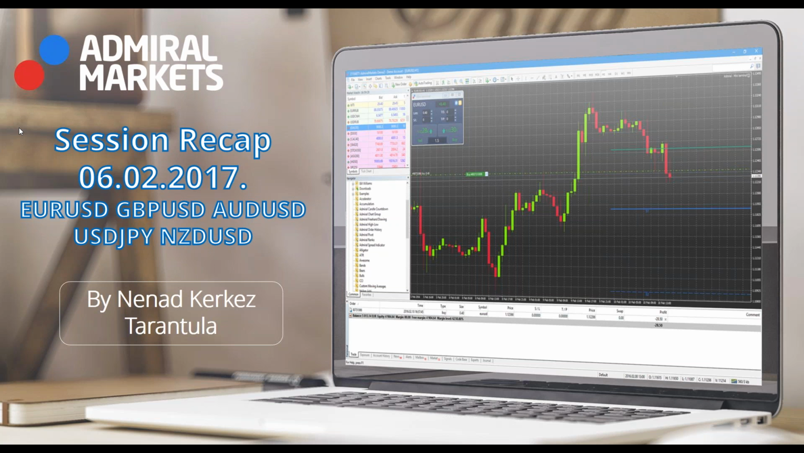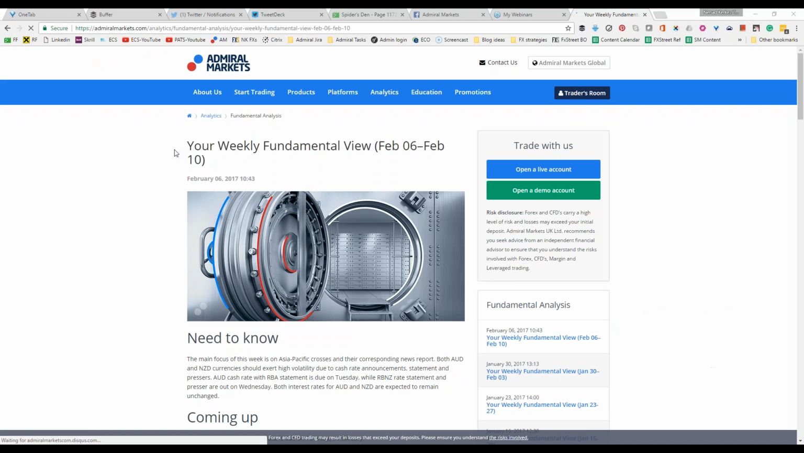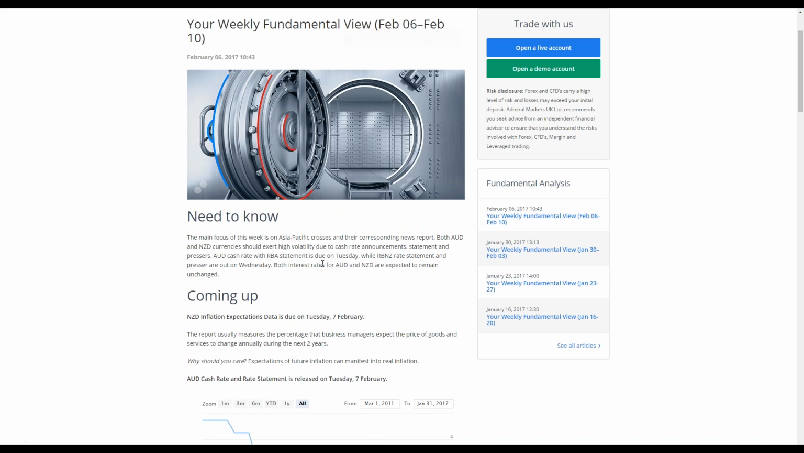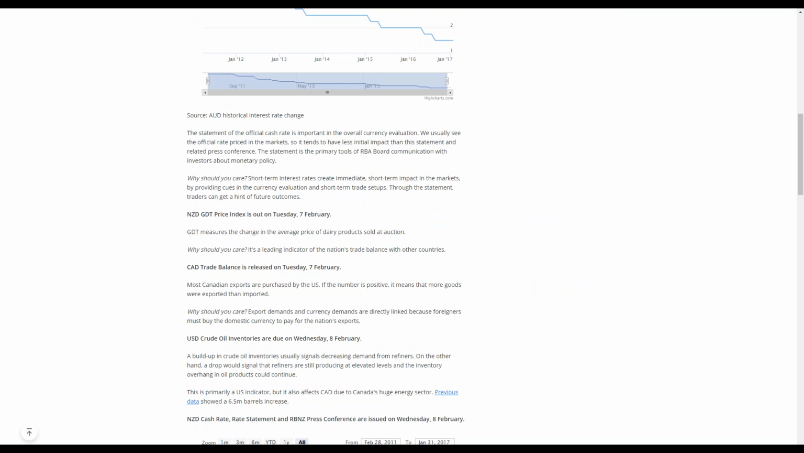So if you want to take a look at the calendar, it is there and it explains the biggest events for this week, and this is the part that I did today. It's fundamental analysis here, and you can actually see the most important events, and the focus will be on Asia Pacific crosses. So we should see a little bit more volatility concerning those pairs that are traded mostly in Tokyo session.